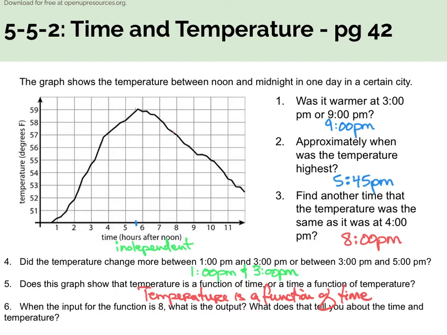And then question number 6, when the input for the function is 8, what is the output? And what does this tell you about the time and temperature? So when the input would be 8 o'clock, right? So input is 8. And what is that? Well, the output would be 57 degrees. So what does this mean? At 8 p.m., so 8 o'clock p.m., our temperature is 57 degrees.